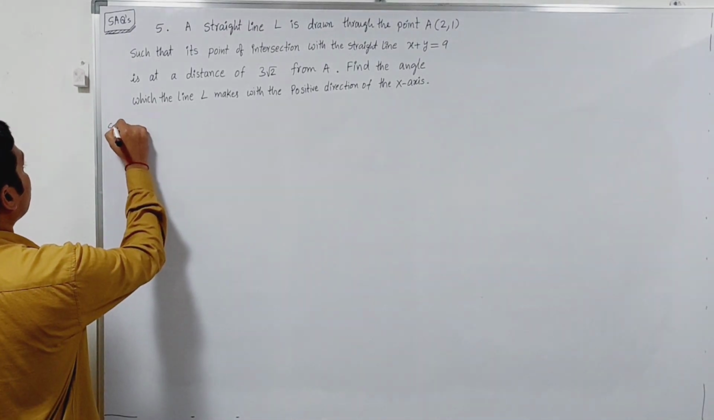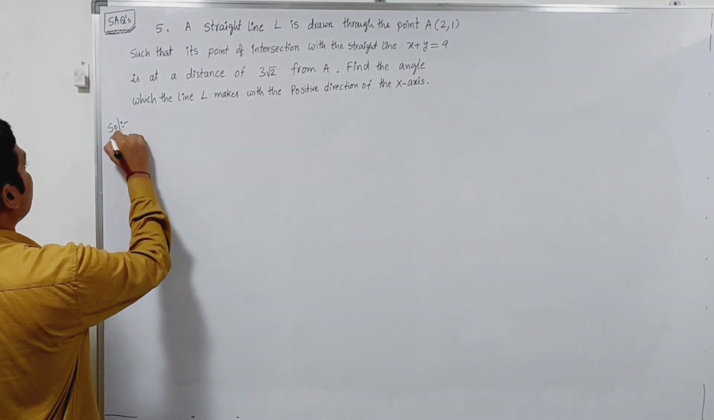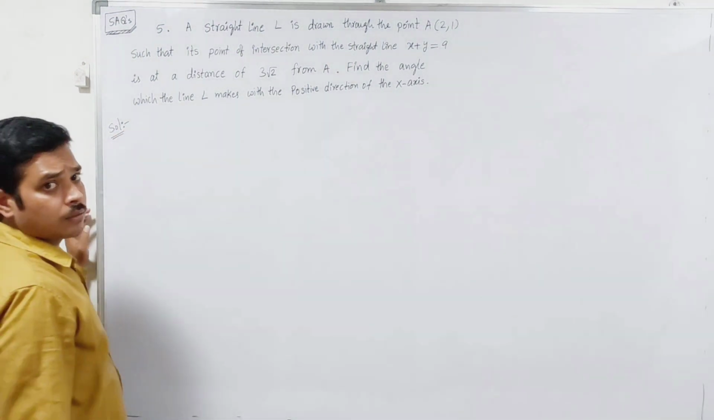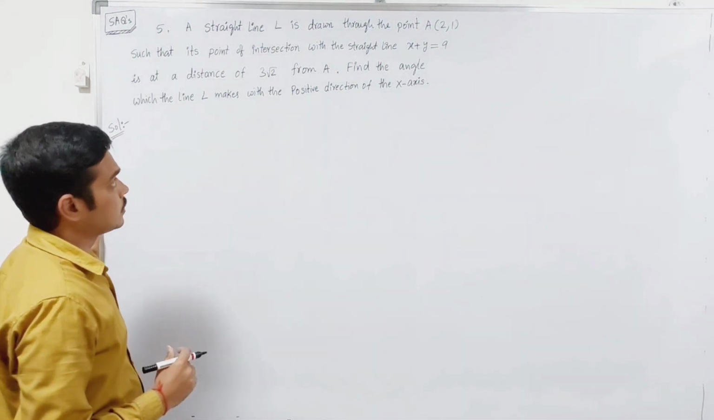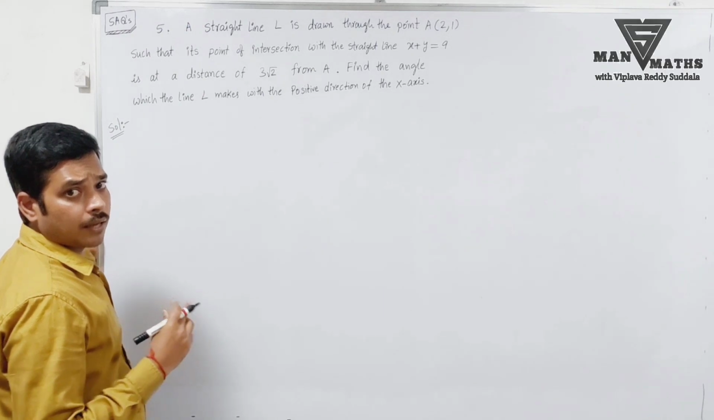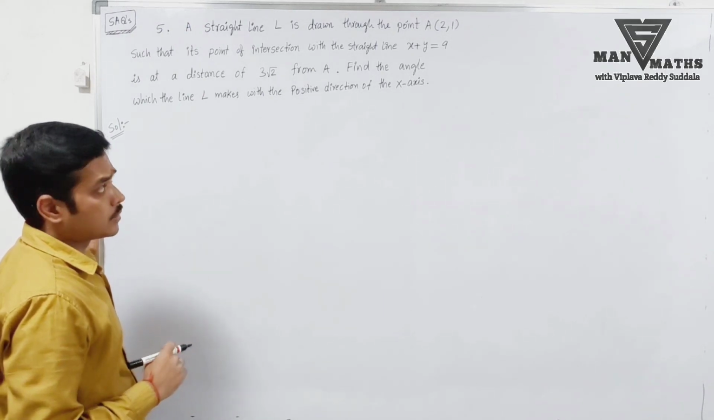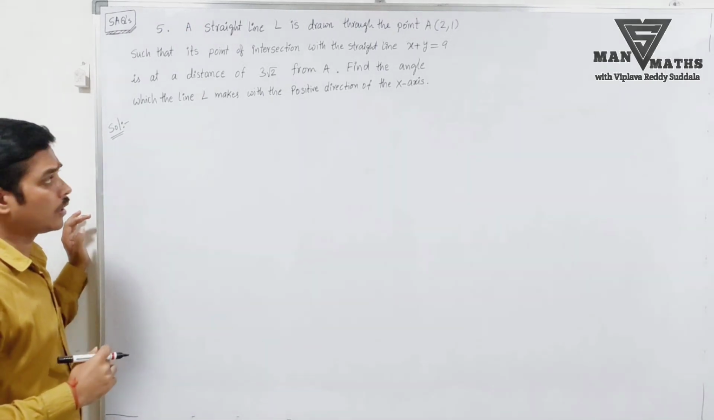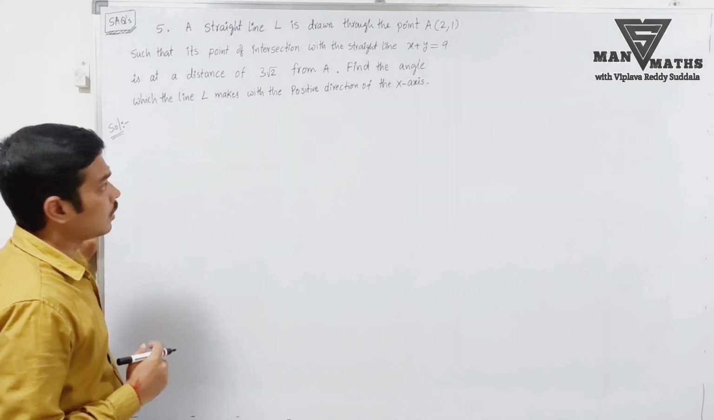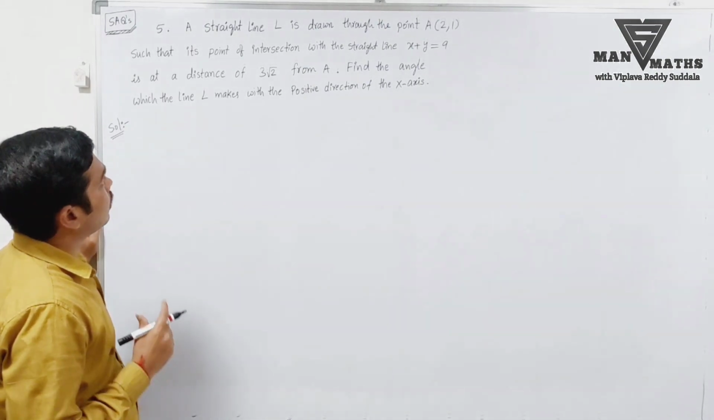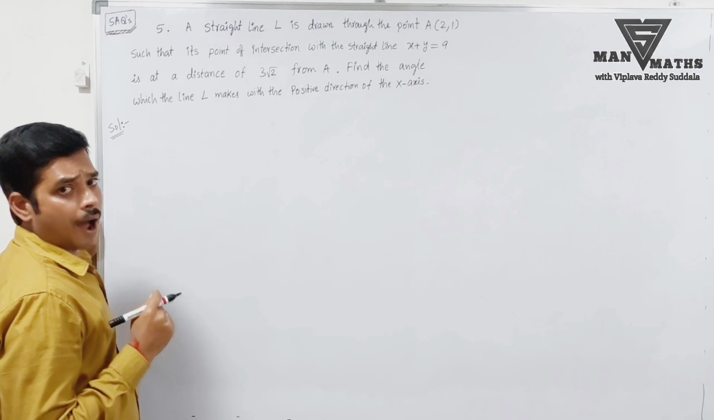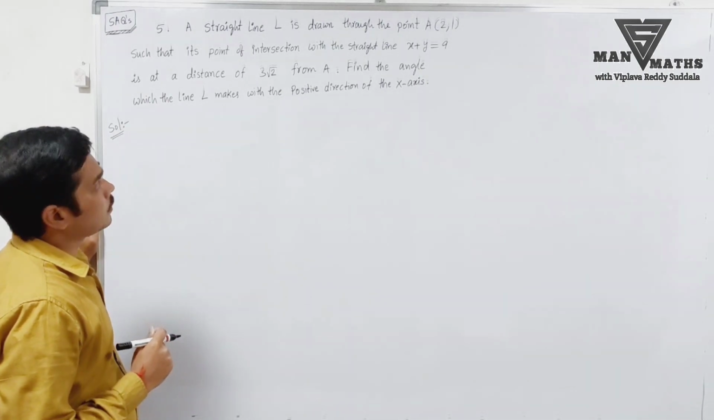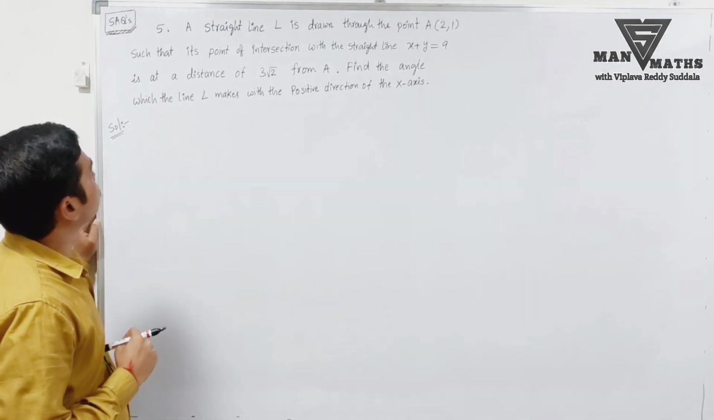In this problem, we have to find the inclination of the line, the inclination with the positive direction of the x-axis. The angle made by the line with the x-axis in the anti-clockwise sense, that is the inclination of the line. So we have to find the angle made by the line with the positive direction of the x-axis.